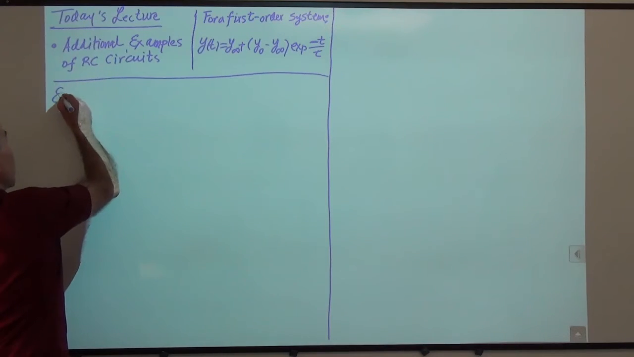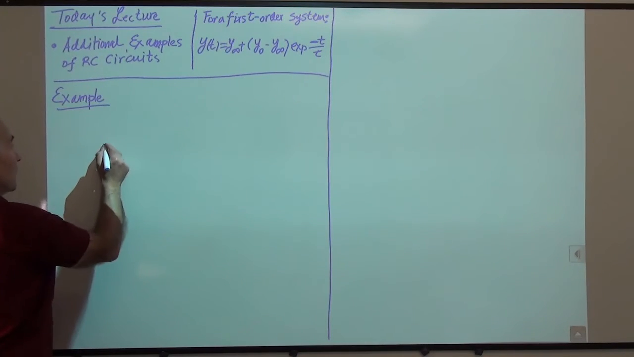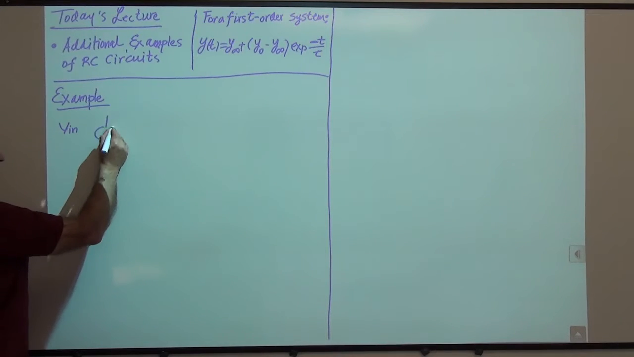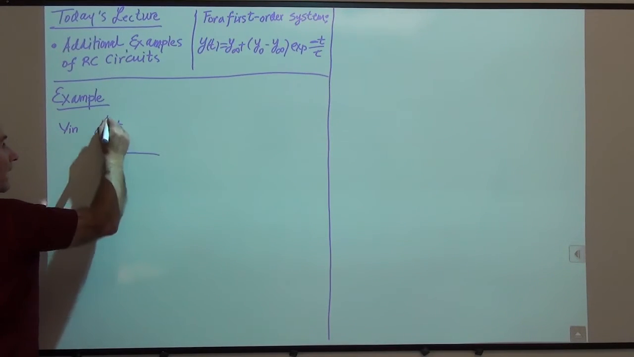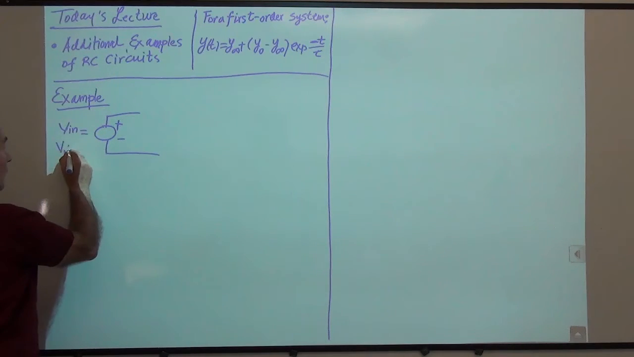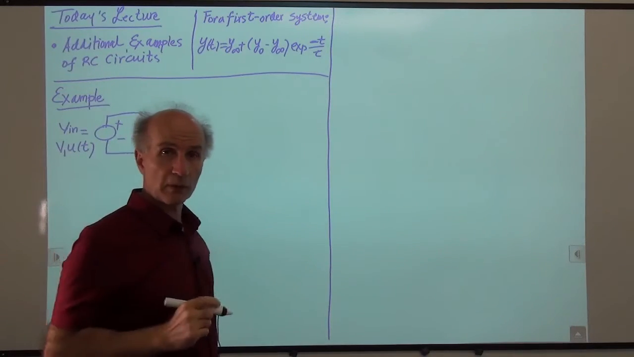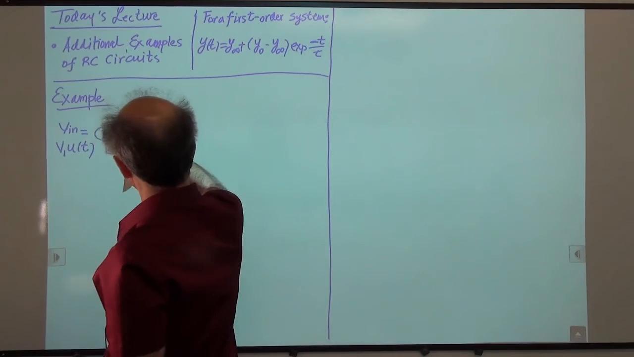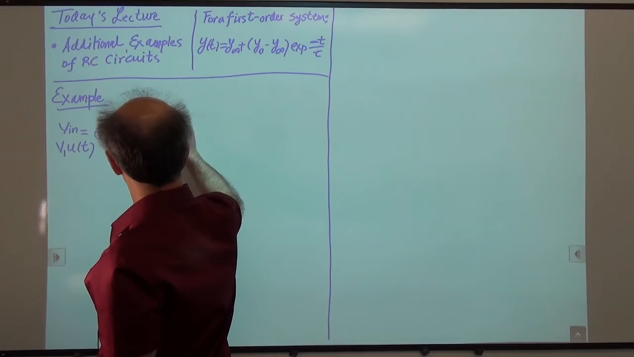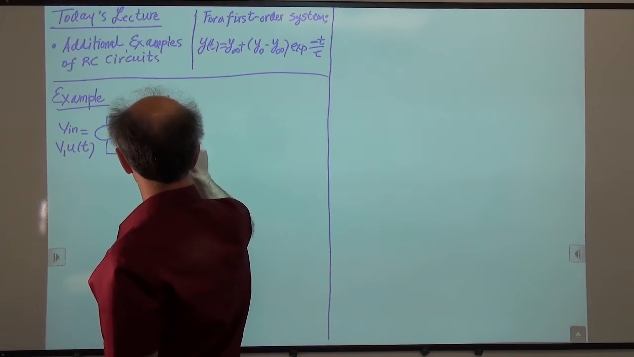So let's go back to that example and see what the circuit looks like. So here's the situation. I have an input voltage source, and it's a step. So we call it V1 U of t. So at time 0, it jumps from 0 to V1 volts. And then over here, we have a resistor, R1, and the capacitor, C1.